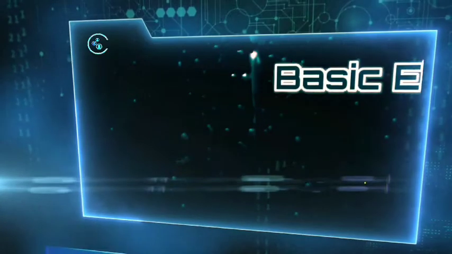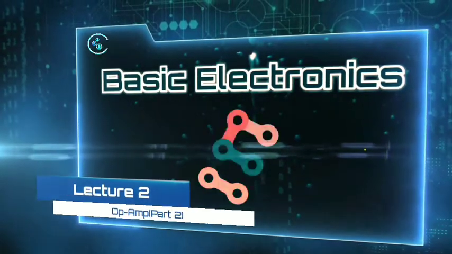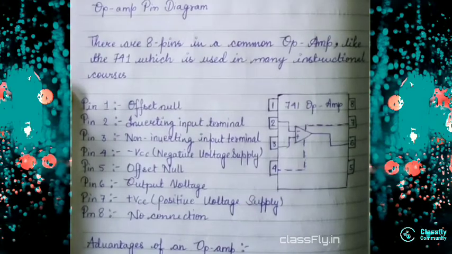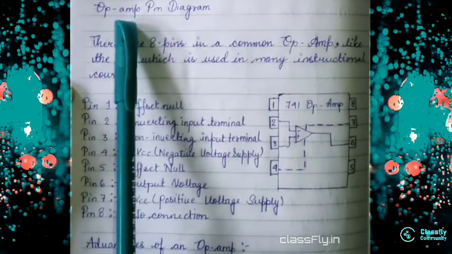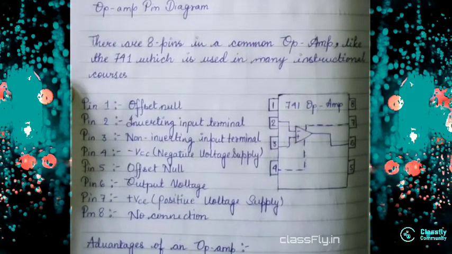Today's lecture 2 of basic electronics is op-amps part 2. So let's begin with today's lecture, which is part 2 of our operational amplifier, or op-amp in short. Today we will begin with the op-amp pin diagram, which is very useful from the practical examination point of view, right?